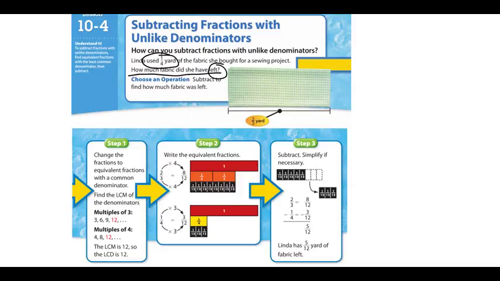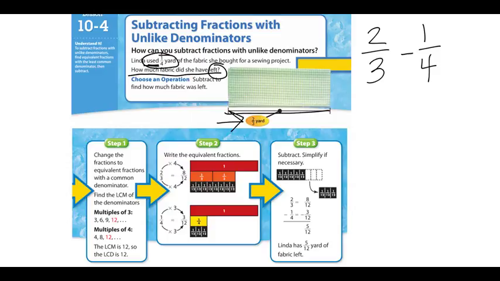Well, we know that the word left usually means to subtract. So we know that we've got this 2/3 right here, so that helps us know that's our other fraction. If she used it, this whole thing is 2/3 yard, 2/3 of a yard. She used 1/4 of a yard. We know that we're going to subtract 1/4 from 2/3.